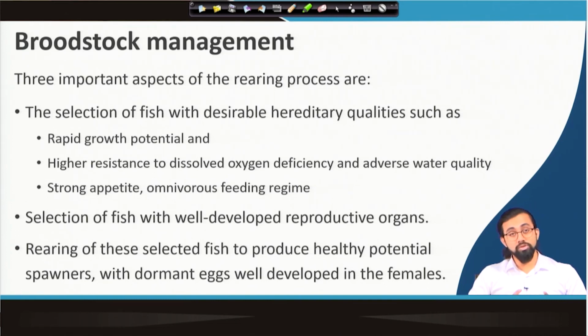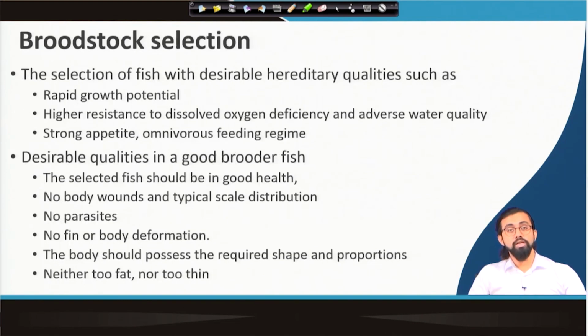For the broodstock management, selection of fish with well developed reproductive organs is very much important. That is another important criterion. Rearing of these selected fish to produce healthy potential spawners, with dormant eggs well developed in the females, is very much needed. That is another aspect of this kind of rearing process. The selection of fish with desirable hereditary qualities like rapid growth potential, I already discussed; it has to have a very strong appetite and omnivorous feeding regime.